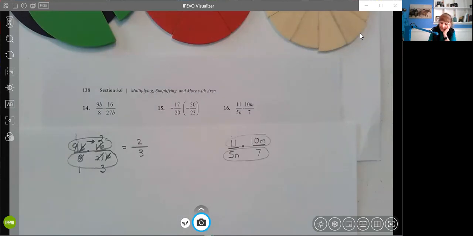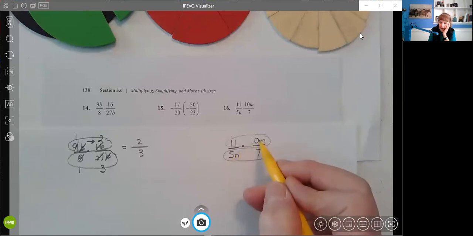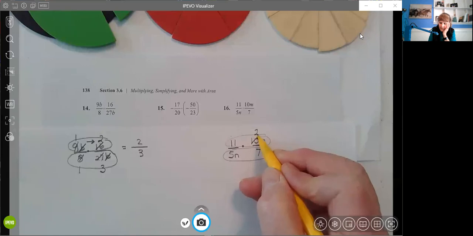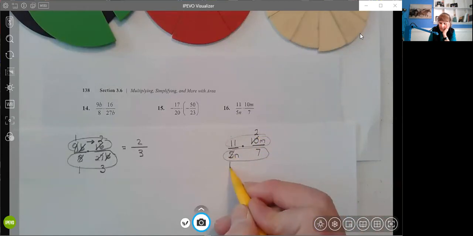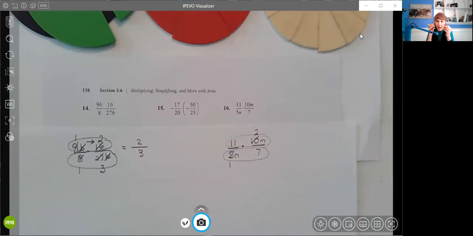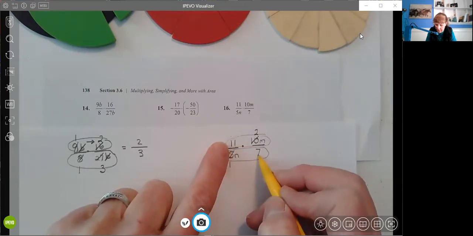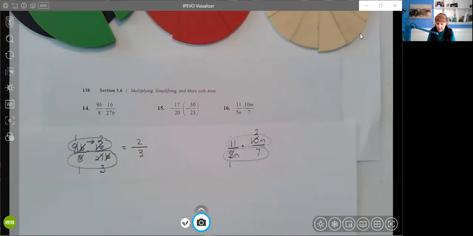10. Let's see, 10 and 5 will reduce because 5 goes into both of those. 5 goes into there twice. 5 goes into there once. This is how you reduce. You divide by the same number. That's it, because nothing will go into like the 11 and the 7 other than 1, and the 2 and the 7 they don't reduce.